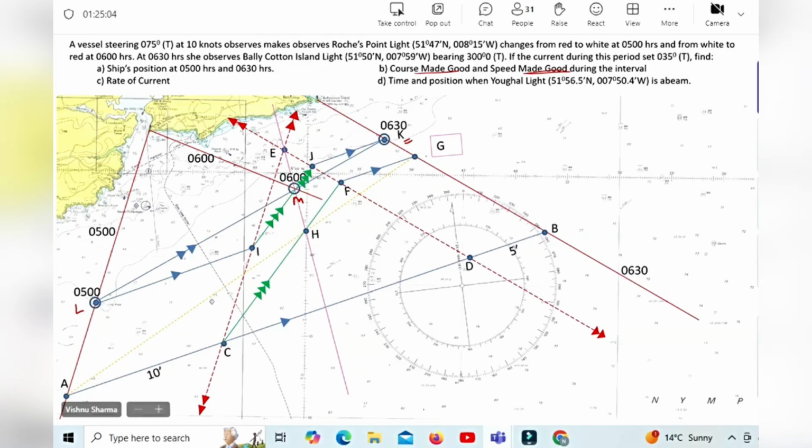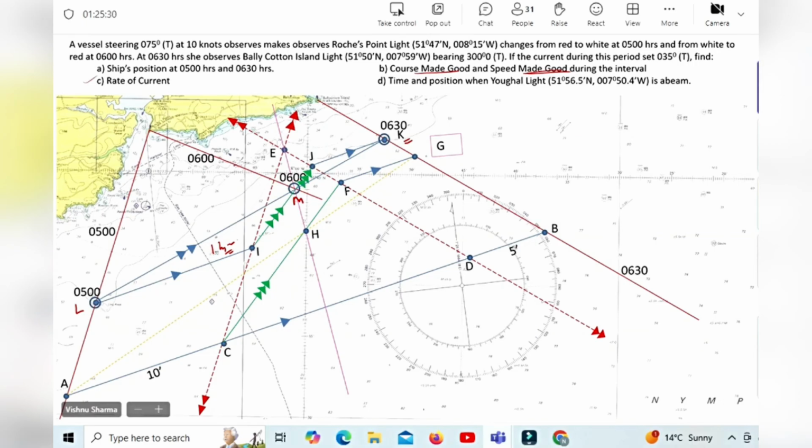Now rate of current. Again, this is a 1 hour triangle in this case. So either you can measure IM directly, that will be the rate of current, or you can measure IJ, that is the drift in 1.5 hours. Drift for 1.5 hours divided by 1.5 will give you the rate of current in knots. Is part C clear, class? Yes, sir.